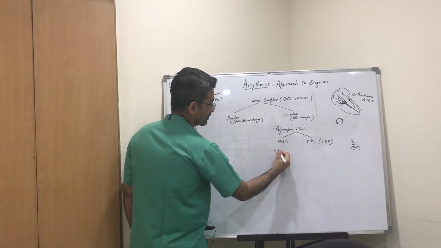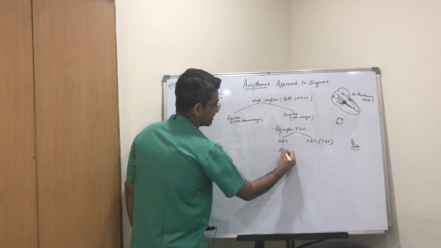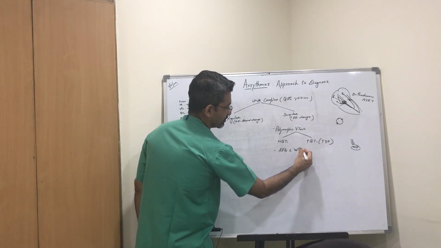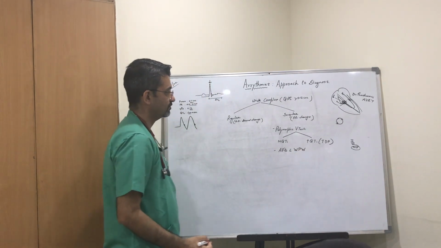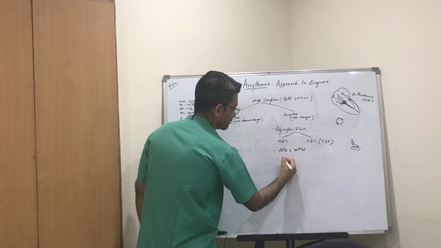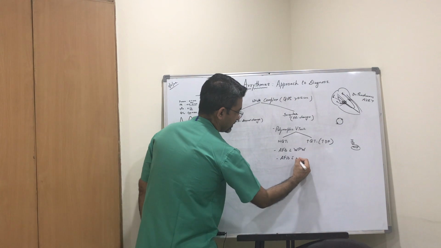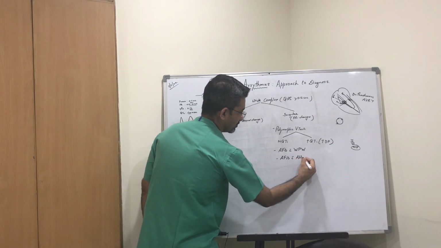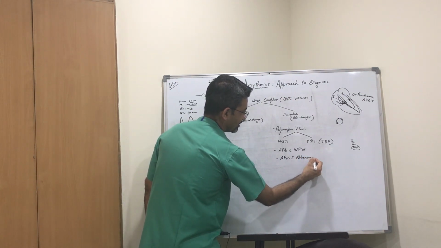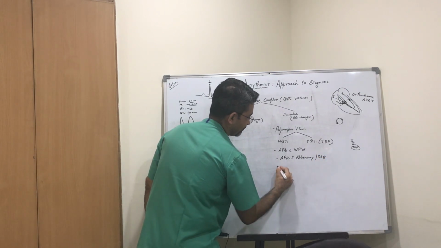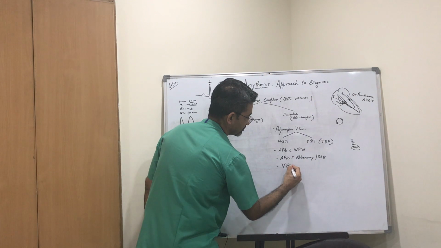Second would be atrial fibrillation with Wolff-Parkinson-White syndrome. Then third would be atrial fibrillation with aberrancy or a bundle branch block. And lastly, you have ventricular fibrillation.